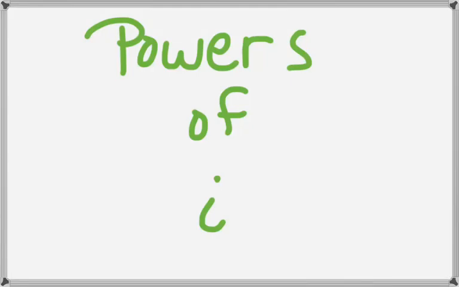In this video we're going to discuss what happens when we raise i to a power. So we've defined i to be the square root of -1. And we've also discussed that if you square each side of that, you're squaring a square root, so those are going to undo each other. And so i squared is equal to -1. But what happens if we take other powers of i?